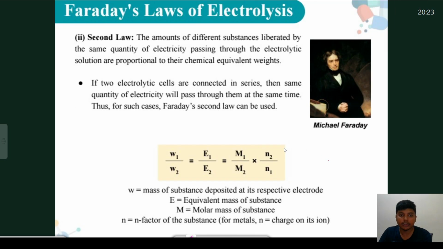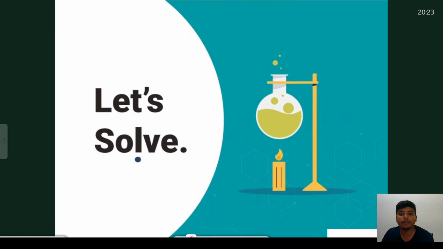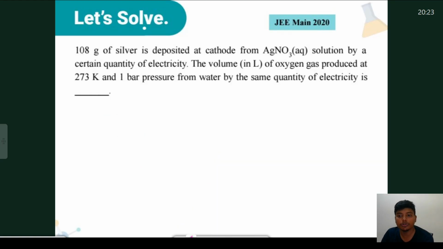The second law also we have discussed. W1 by W2 equals E1 by E2, equal to M1 by M2, N2 by N1. If you connect two cells, and two electrolyses happen, some copper will deposit and some silver will deposit, but they will deposit in the same manner. What will be the ratio? The W by E ratio will be the same for both. Some questions on that are also for your homework. Do those questions. Next day I will see.